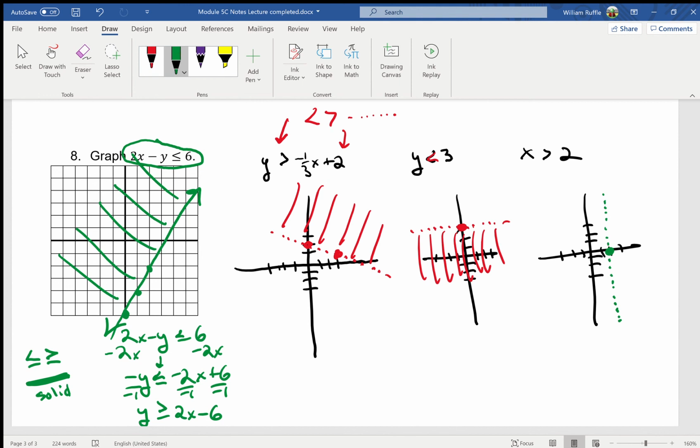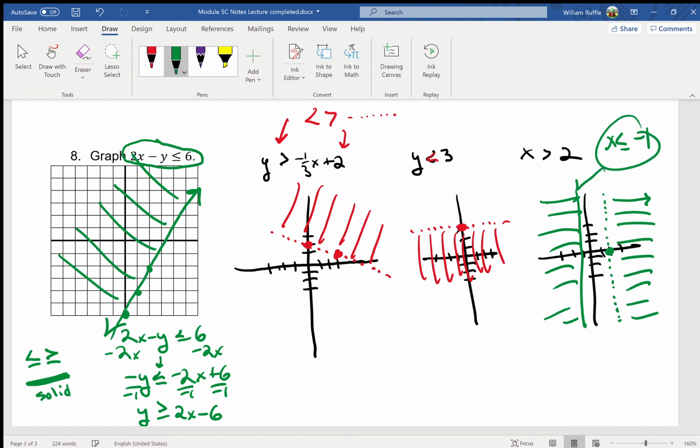So now greater than 2, but the numbers always get bigger going to the right, so this is where I shade to the right. Now if it were something like x is less than or equal to negative 1, it's less than or equal, so it would be a solid line and be right there. And since it's less than, it'd be over here. This is this graph. Okay? And that really ends up the 5C part with the notes. And like I said, there'll be a third part with me showing how to use MyLabs Plus.